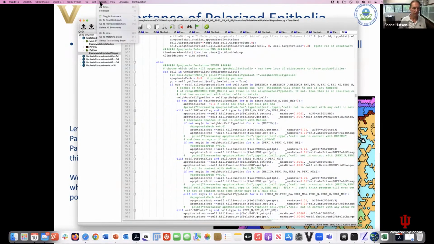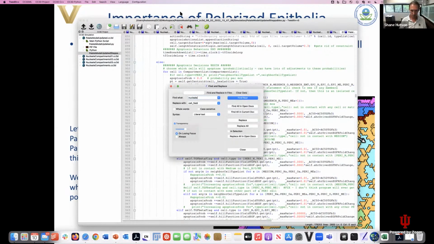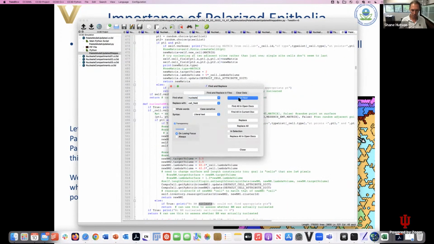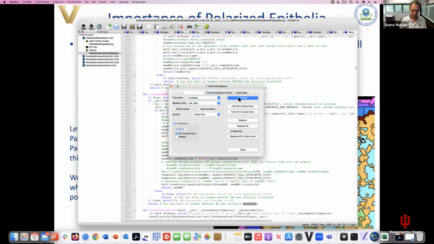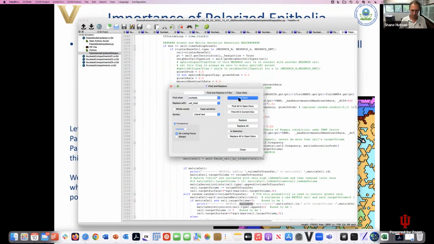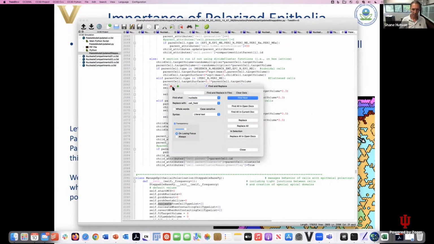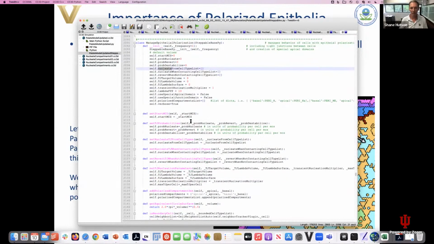Let me just do a search and find the one I'm looking for. Here we go. So we have a steppable that's just manage epithelial polarization. And the reason I wanted to pull this up, I won't show you the whole thing, but I'll just give you an idea where to look for it in here.